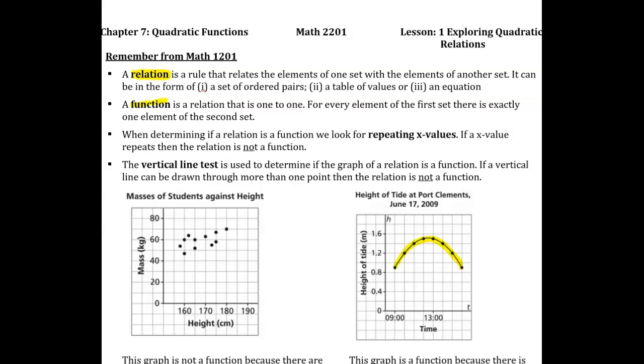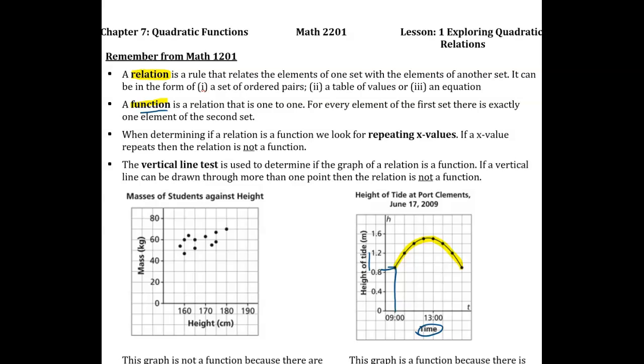So what we mean by relation and function, just to review those ideas, is that a relation is something that connects two different quantities or two different values. So here we're connecting time and the height of the tide. As time passes, the tide rises, and at a certain point it starts to fall again. A special type of relation is a function where, if you look here, one time can only give you one height of the tide. So at 9 o'clock, the tide can only be this height. It can't be here or somewhere else.